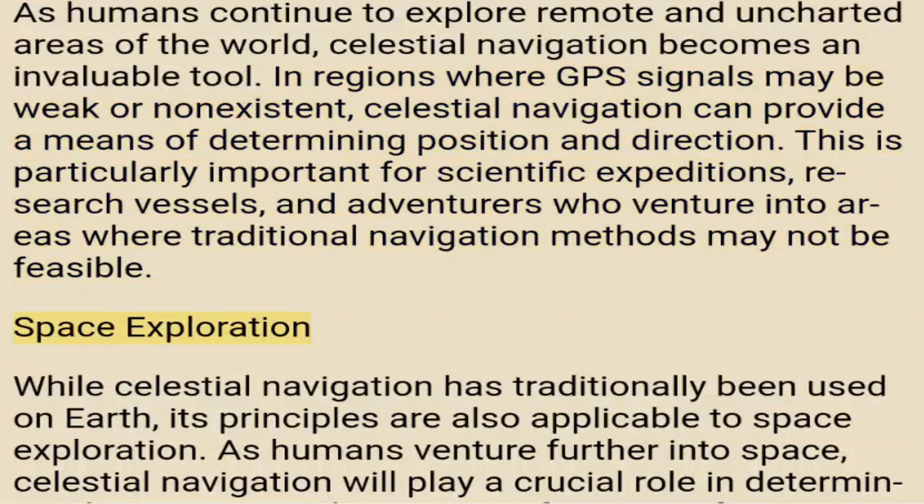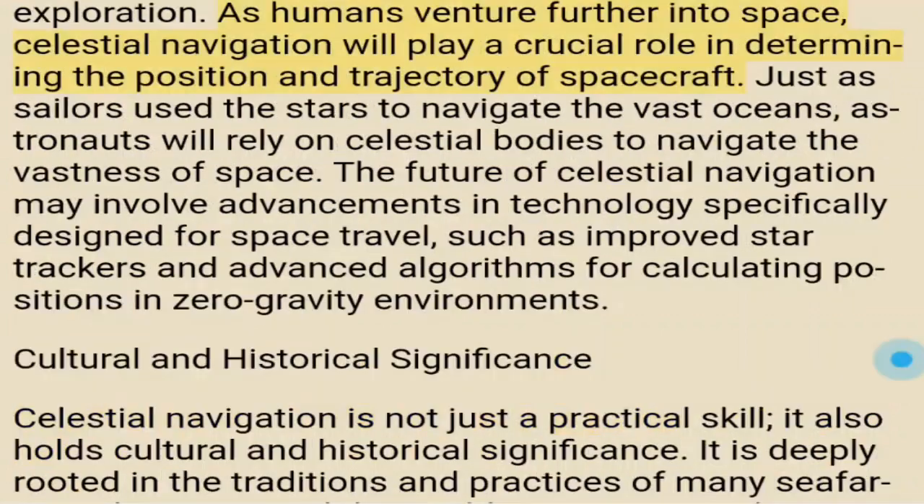Space exploration. While celestial navigation has traditionally been used on Earth, its principles are also applicable to space exploration. As humans venture further into space, celestial navigation will play a crucial role in determining the position and trajectory of spacecraft. Just as sailors use the stars to navigate the vast oceans, astronauts will rely on celestial bodies to navigate the vastness of space. The future of celestial navigation may involve advancements in technology specifically designed for space travel, such as improved star trackers and advanced algorithms for calculating positions in zero-gravity environments.